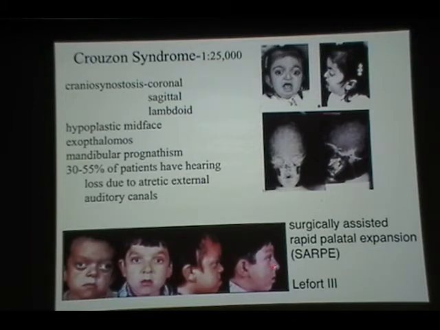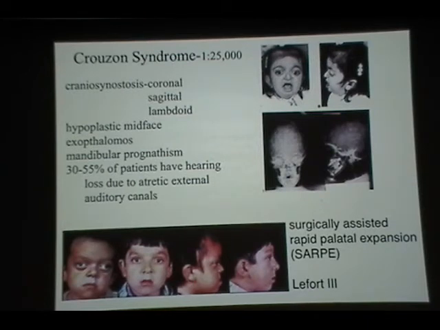Exophthalmos. The midface is small. Also the orbital cavity may be small too, so the eyes are kind of protruding out. Mandibular prognathism, mandibles big and protruding. There can also be a hearing loss due to atretic external auditory canals. So the external auditory canals may not have formed properly, sealed up, and don't exist. So this person is having conductive hearing loss.